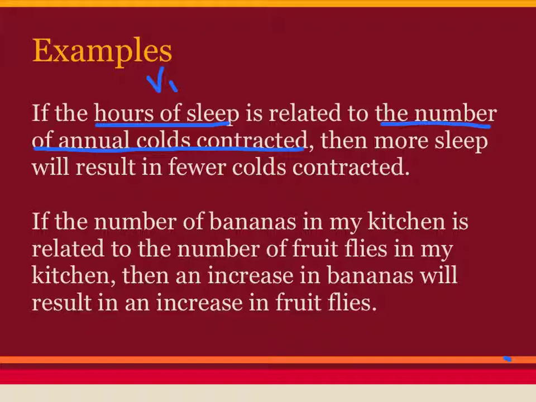Now, I probably could have worded that a little bit better, but the point is clear. We've got: if variable 1 is related to variable 2, then we have a prediction. Then an increase in sleep will result in a decrease in colds. That sort of makes sense, given what we know about sleep, about disease and colds and viruses in our immune system.